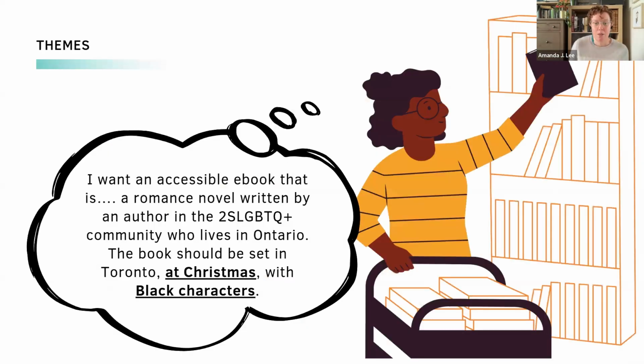Okay, great. The next, and this is the big one, are themes. Our imaginary librarian was looking for an accessible ebook that is a romance novel written by an author in the 2S LGBTQ+ community who lives in Ontario. The book should be set in Toronto at Christmas with Black characters. Those 2 categories are what we are calling themes. These are things that librarians are really looking for, and they're not able to find this information anywhere else in a really systematized way, right? They have to read the descriptions of every book. They can't just filter down to, you know, Christmas romance novels with Black characters.